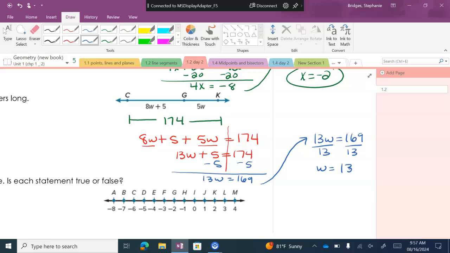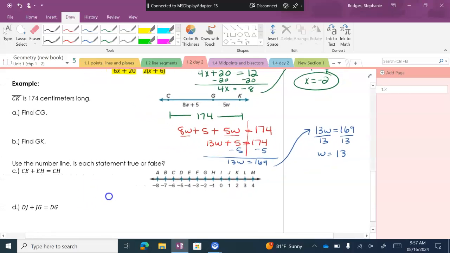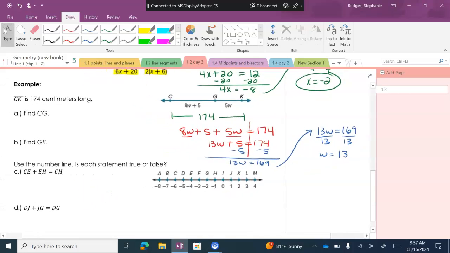Is that what you were asked for, though? No, you were asked to find the length of CG. Remember, if it says find CG with no bar on the top of it, I want you to find the length of CG. How would I do that? You substitute. Plug it in.